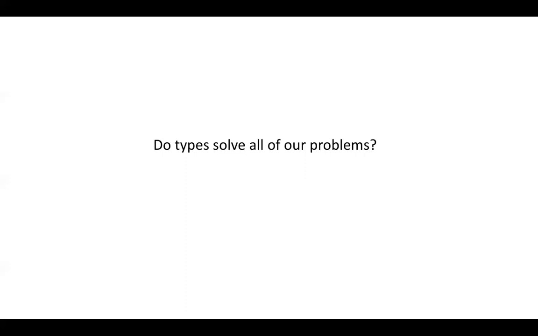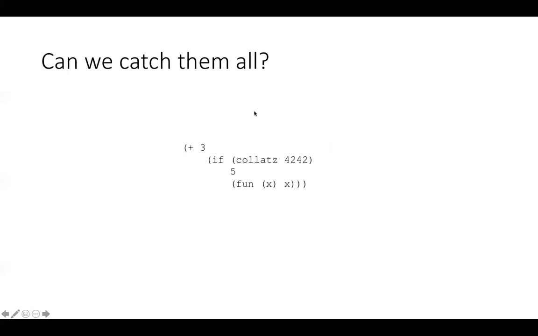Awesome. Clearly types don't solve all of our problems. We've all written buggy programs in typed languages. So why is that? Types seem awesome. Why is it that types don't protect us? Here's an example of a simple program that is essentially impossible to analyze. We've talked about this before. Imagine that we have some fairly simple little program, but it's hard to analyze.